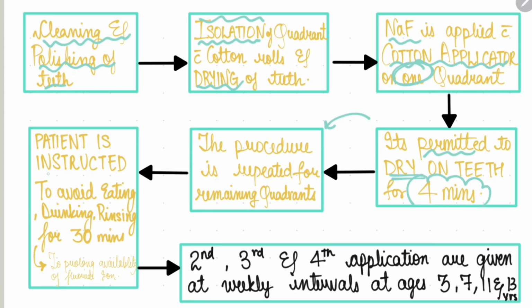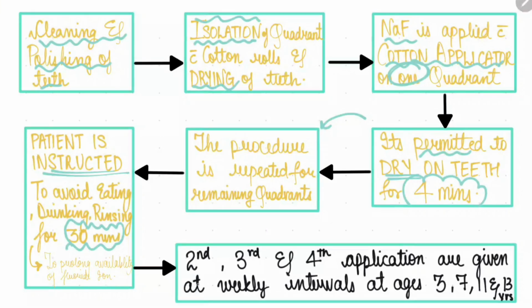Then the patient is given certain instructions. What are those instructions? The patient is told not to eat anything or drink anything or not to rinse for how many minutes? 30 minutes. Not to rinse for 30 minutes. Why do we do that? We do that so that the availability of fluoride ion is prolonged. And the same process is repeated on the second, third and fourth application, which are given weekly apart at the ages of 3, 7, 11 and 13 years of age.